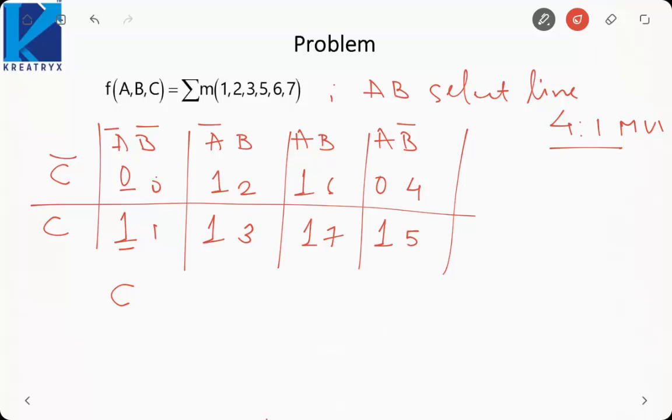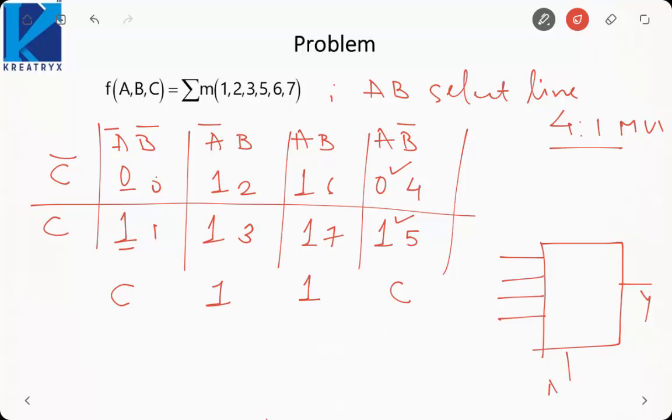Here for A bar B, both values are 1. For AB, again both values are 1. For AB bar, it is again equal to C. Because if C is 0, output is 0. If C is 1, output is 1. So how it will be? Y.